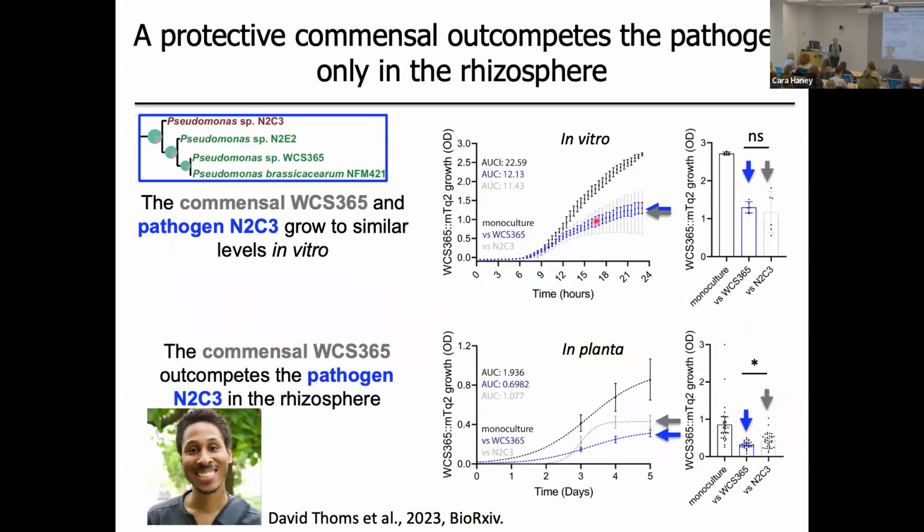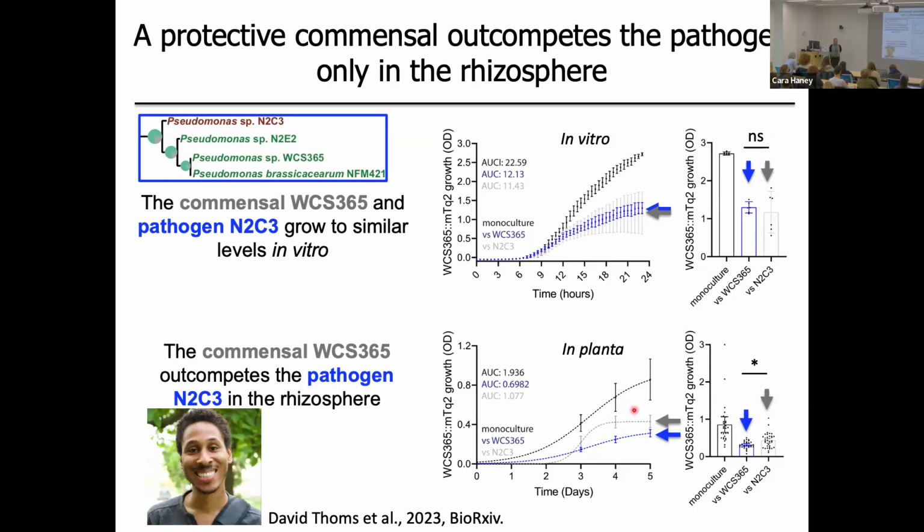David found that in vitro, consistent with Nicole's work, he couldn't find any evidence for competition. So this is just a growth curve in vitro where the commensal is in gray, the pathogen is blue. If you grow them in the same tube, they actually grow to very similar levels. So this is just the growth of each strain monitored in a co-competition. However, in planta, the commensal always wins. If you grow the commensal and the pathogen together, the commensal always overgrows the pathogen in planta.